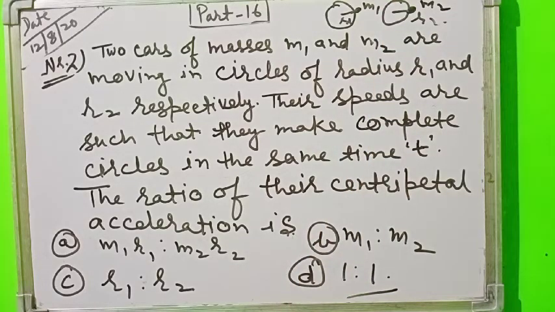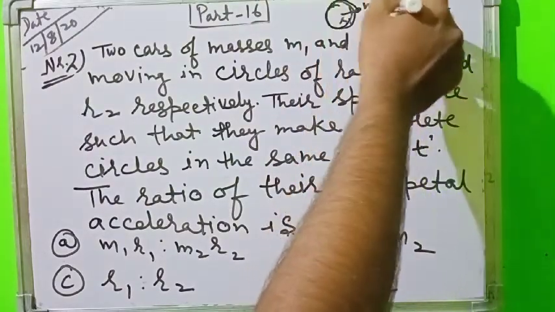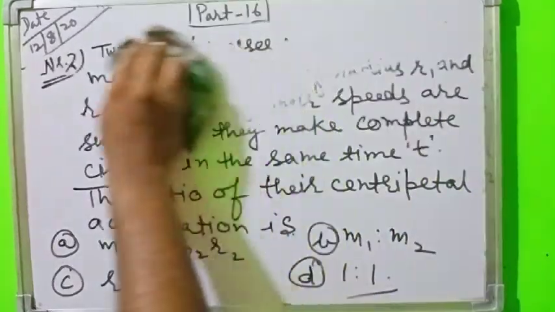Their speeds are such that they complete the circle in the same time. Both are completing the circle in the same time. What is the ratio of their centripetal acceleration? You have to choose it from the options. So we have to find the solution of this, and for this we have to use the formula for centripetal acceleration, and after that we can solve this question. Look here, students.